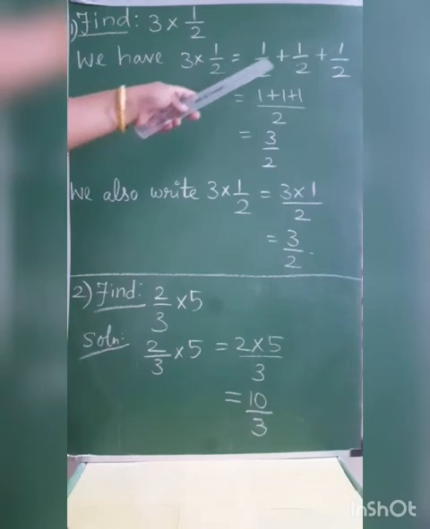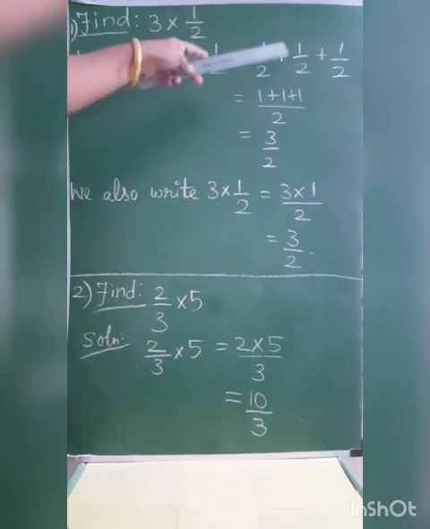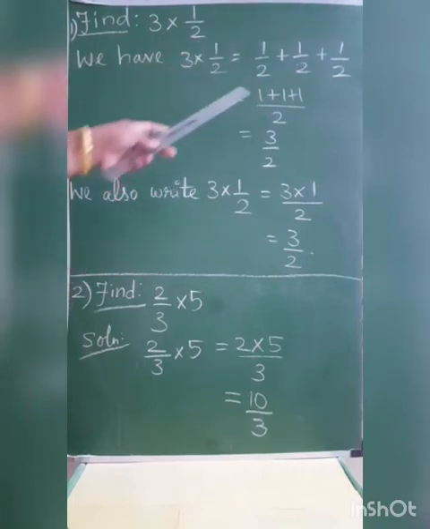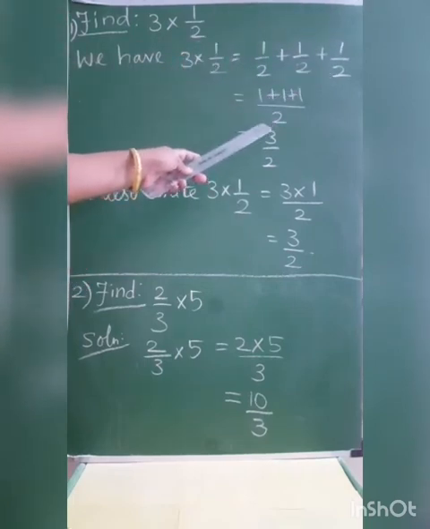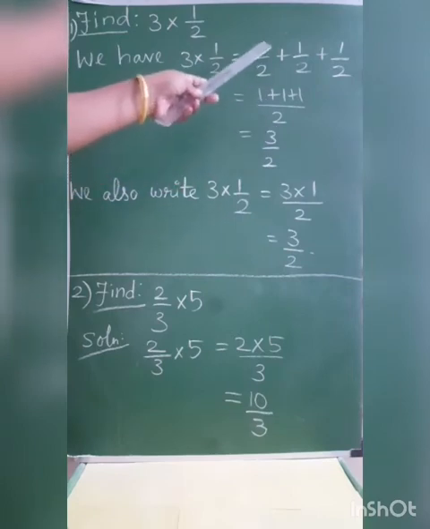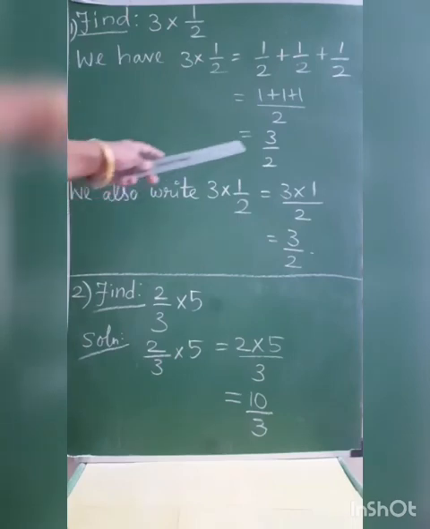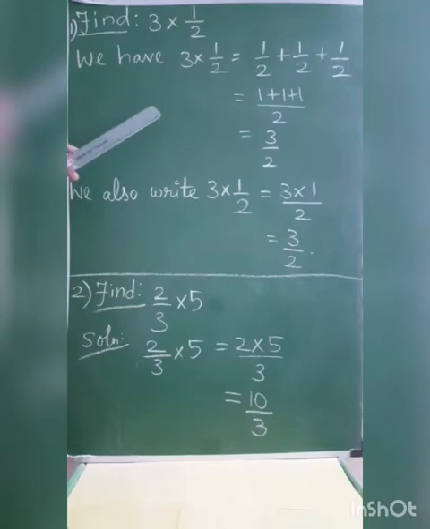3 into 1 by 2 can be written as 3 times 1 by 2. That means 1 by 2 plus 1 by 2 plus 1 by 2. In the denominator you have 2, so take the common denominator 2. In the numerator the value is 1 plus 1 plus 1, which is 3. The denominator is 2. So 3 by 2 is your answer. This is one method.